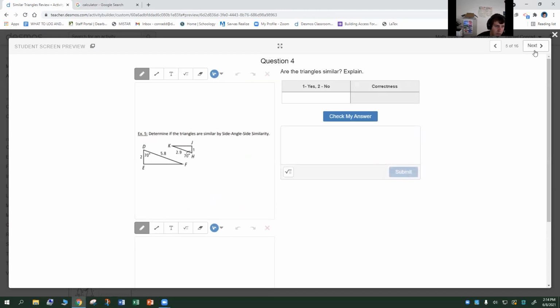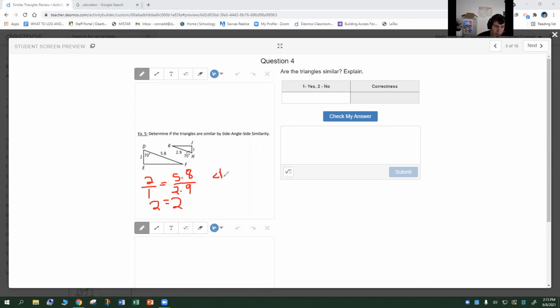Are the triangles similar here? They're giving us information about two pairs of sides. DE is 2, so DE would match up with JH, so 2 over 1. And then 5.8 matches up with 2.9. So 1 goes into 2 twice, and 2.9 goes into 5.8 twice. So we have two ratios of corresponding sides that are equal, and the included angles are equal as well.